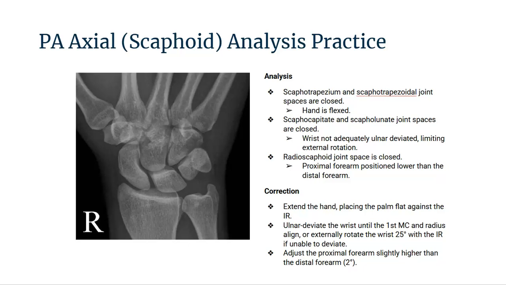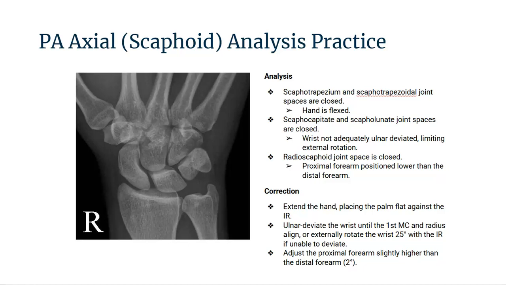So let's analyze this image together. Again, like every other time, you want to assess if you have all your anatomic structures, and in this case we do. But this is a PA axial scaphoid projection, and so are we representing the anatomy of interest is the question here. Here we have a projection where the scaphotrapezium and trapezoidal joint spaces are closed, meaning we're likely dealing with an issue of insufficient wrist positioning.